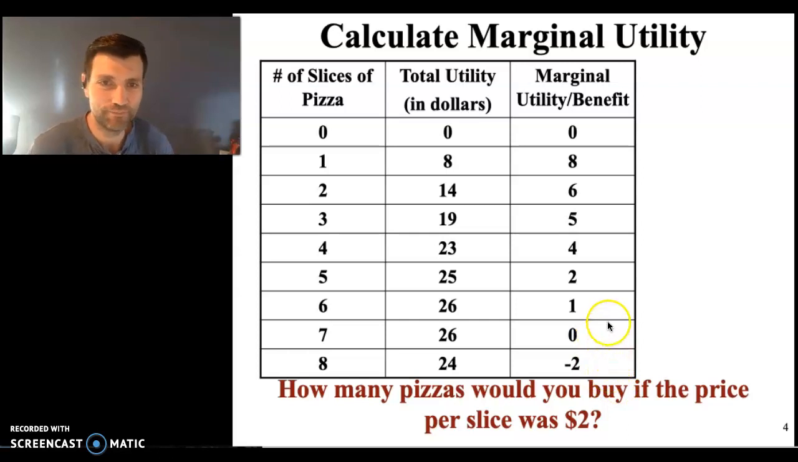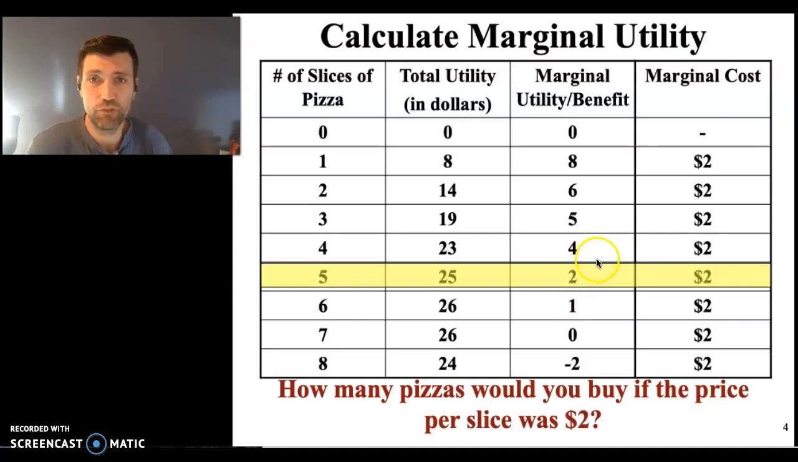Anyhow, if the price was $2 and the marginal utility here is expressed in dollars, you should eat the first piece of pizza because you're gaining more from it than it's costing you, $2. The second, yes, yes, yes, yes, you should eat that 5th piece of pizza, but no, you should not eat that 6th piece of pizza.